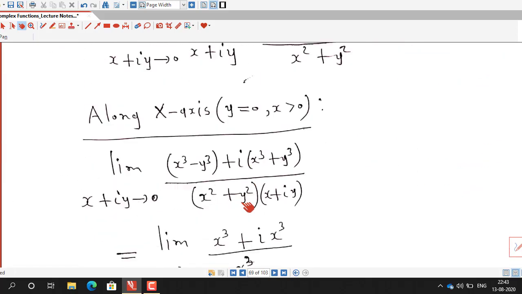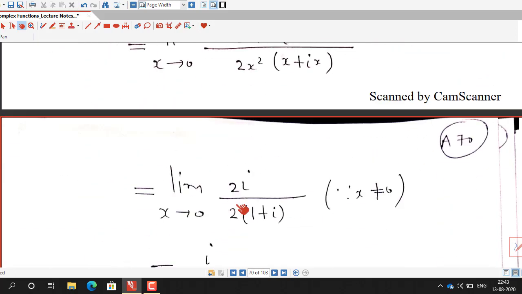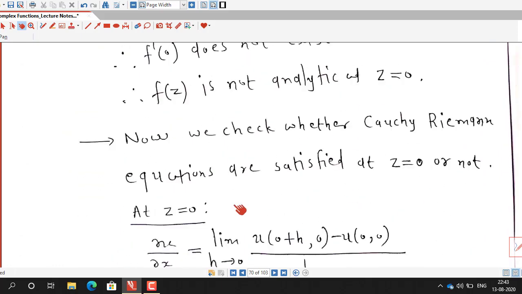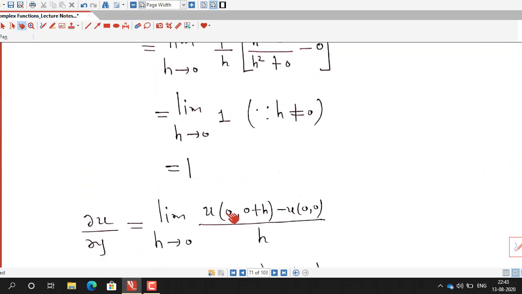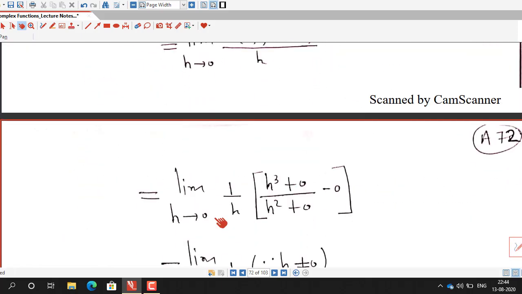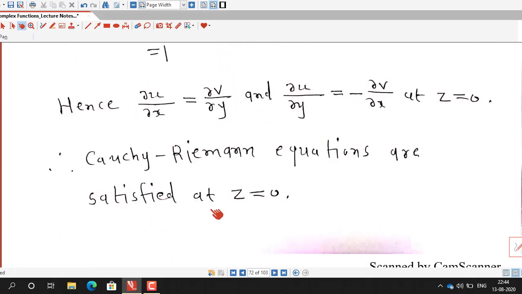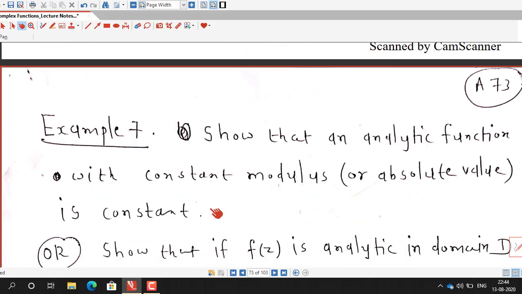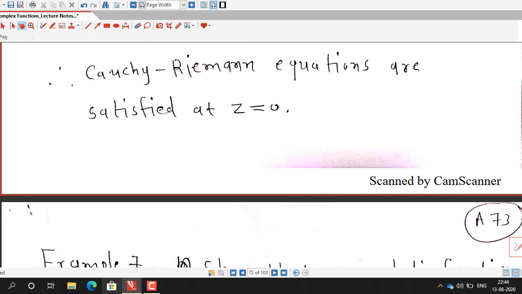So these are some examples. I am not going into the details, but in this way you can decide whether a given function is analytic or not using Cauchy-Riemann equations. In the next lecture we will see some more problems on analytic functions.